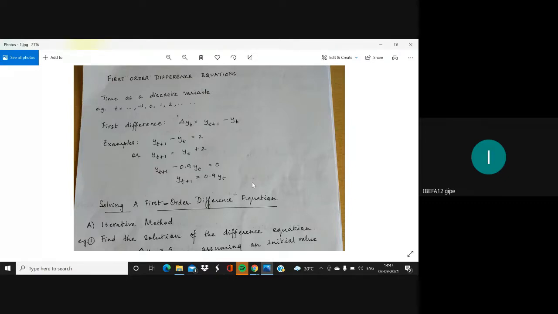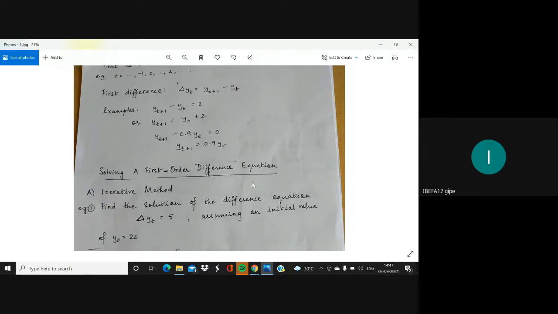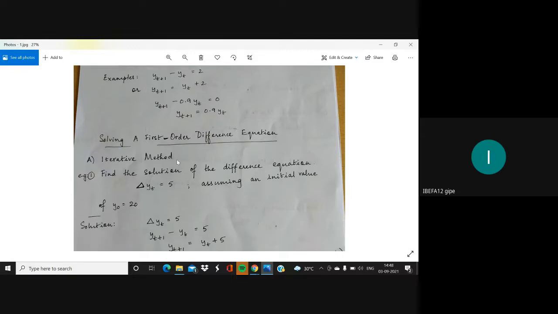Now, to solve a first order difference equation, we try and come up with a formula which will describe, or be true for, that variable for all time. Any formula which describes that variable for all time. So usually there are two different methods we can use. One is the iterative method, which is fairly simple. It involves successive substitutions. So we'll just go through one example.